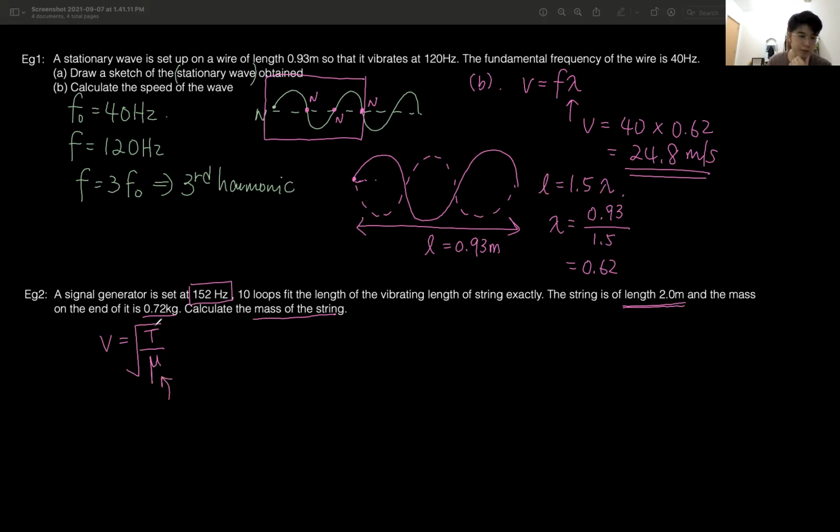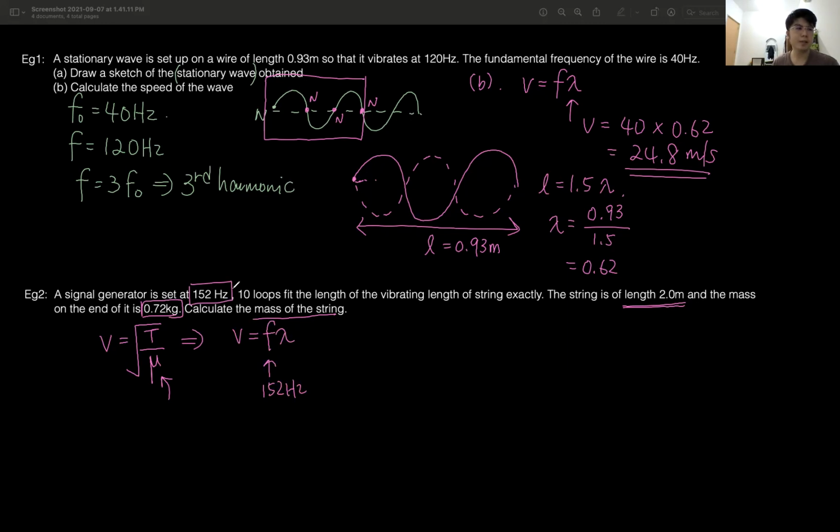Okay, is the tension given? Yes, tension is given, 0.72 kg. You times 9.81, you get the tension. What about the velocity here? So you have to know the velocity as well. To find the velocity, we can use v equals f lambda. So you need to know the frequency, 152 hertz, and the wavelength.